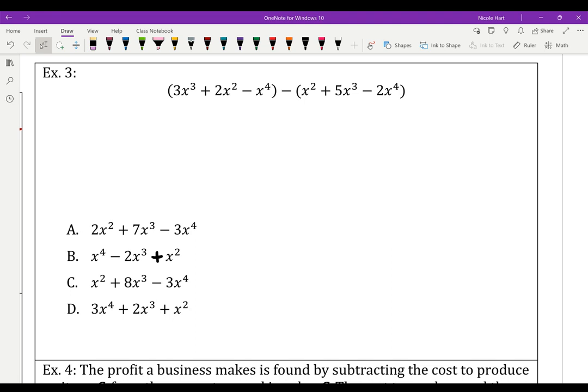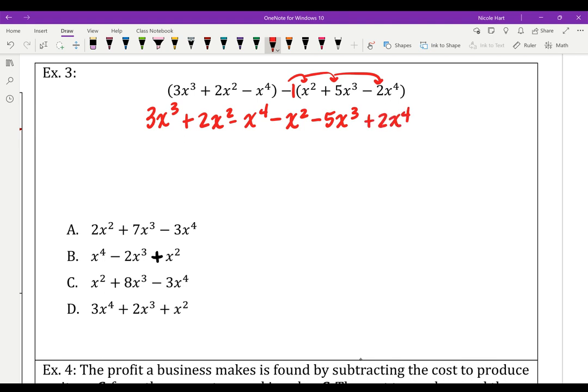All right, we've got a multiple choice question here with subtracting our polynomials. We're going to go through the same step of taking that -1 and distributing it all the way across. So on the left-hand side, it doesn't change. We have 3x to the third plus 2x squared minus x to the power of 4. And as we distribute that -1, -1x squared minus 5x to the third, and -2 and -1 make a positive 2x to the fourth.